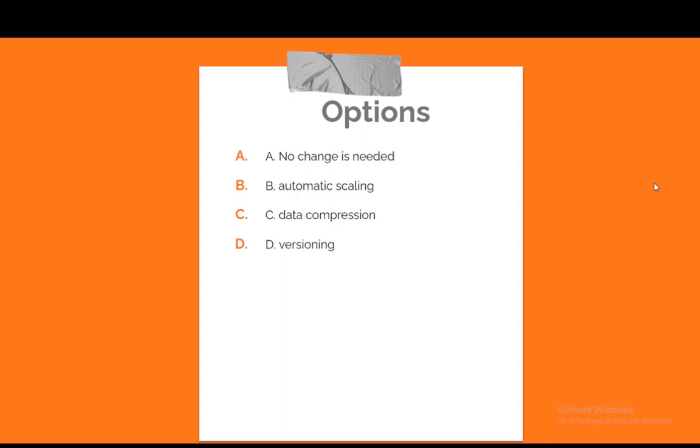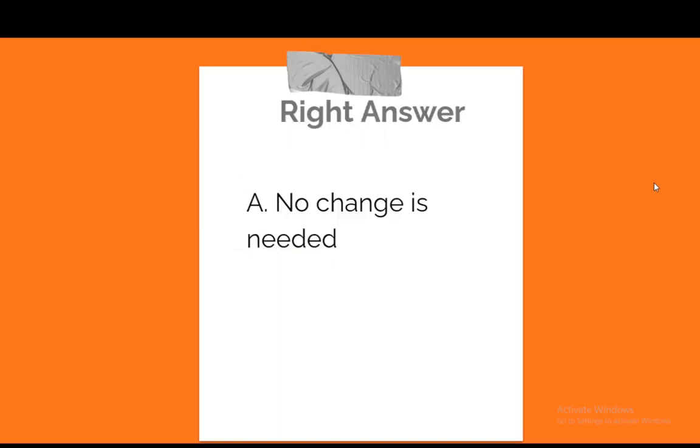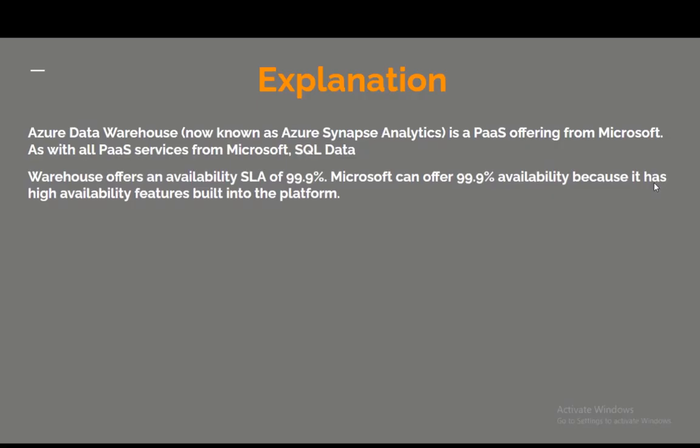As with all PaaS services from Microsoft, SQL Data Warehouse offers an availability SLA of 99.9%. Microsoft can offer 99.9% availability because it has high availability features built into the platform.